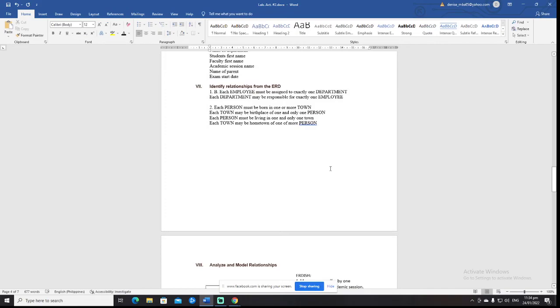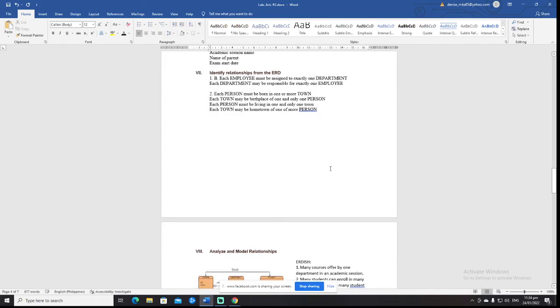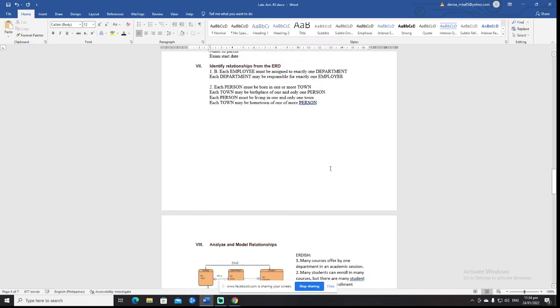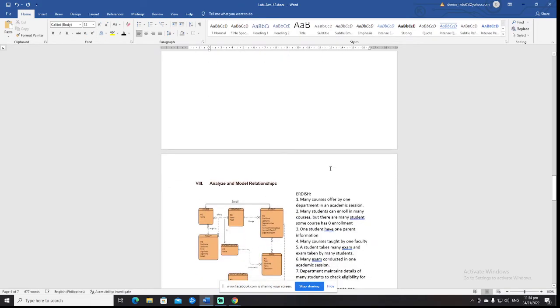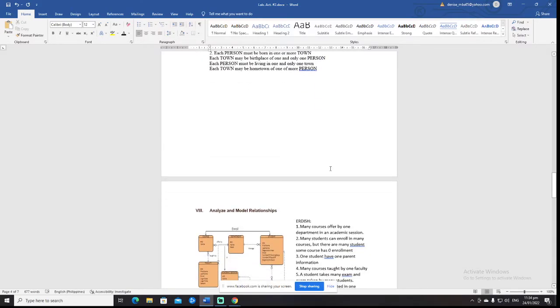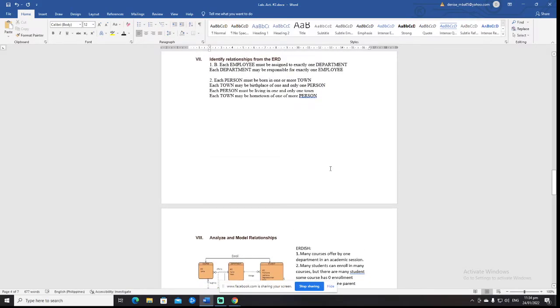In task 2, the ERD statements for each relationship in the model are: first, each person must be born in one or more towns. Second, each town may be the birthplace of one and only one person. Third, each person must be living in one and only one town. And last, each town may be the hometown of one or more persons.